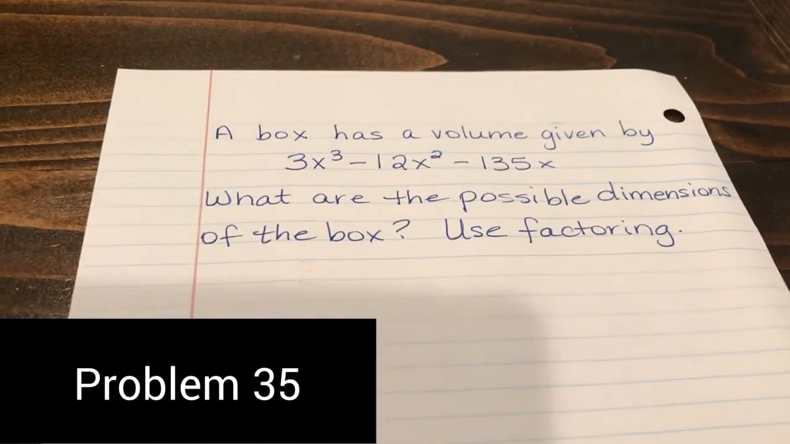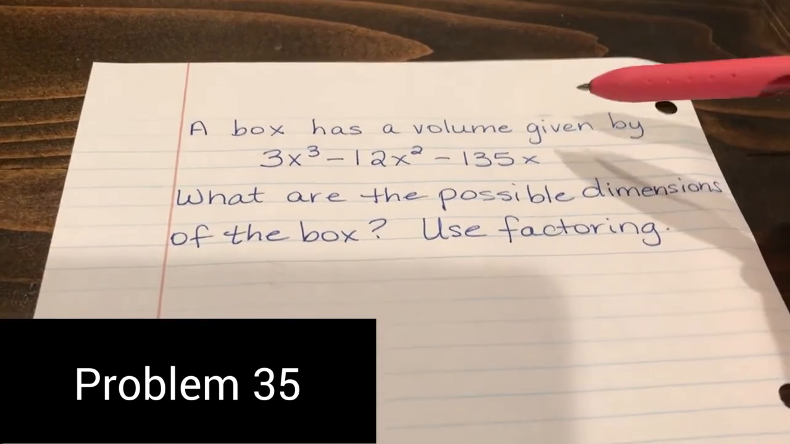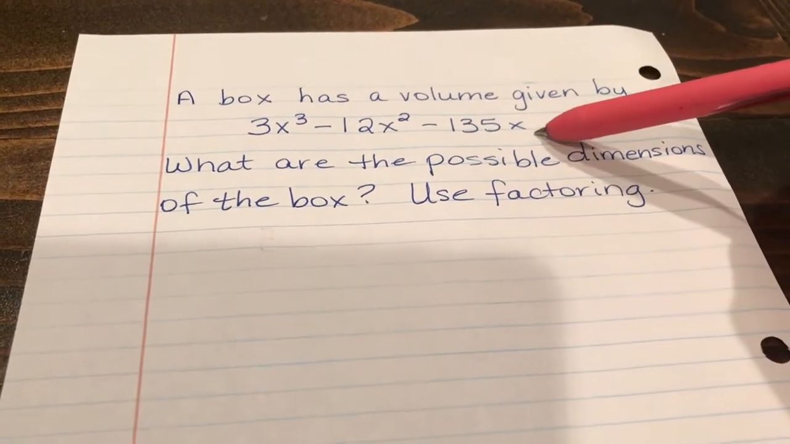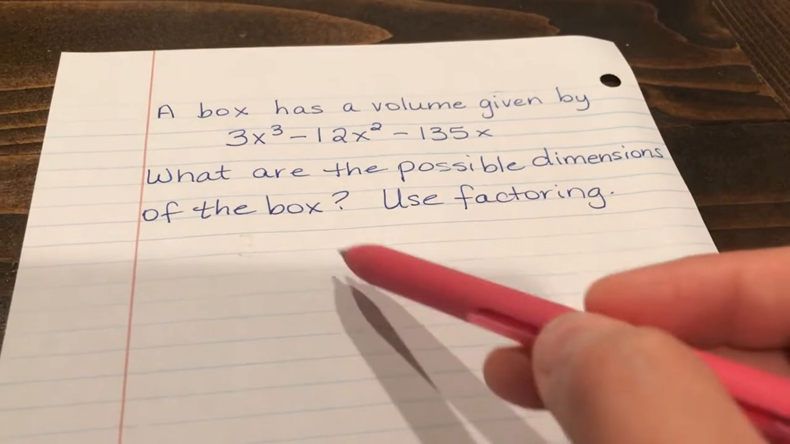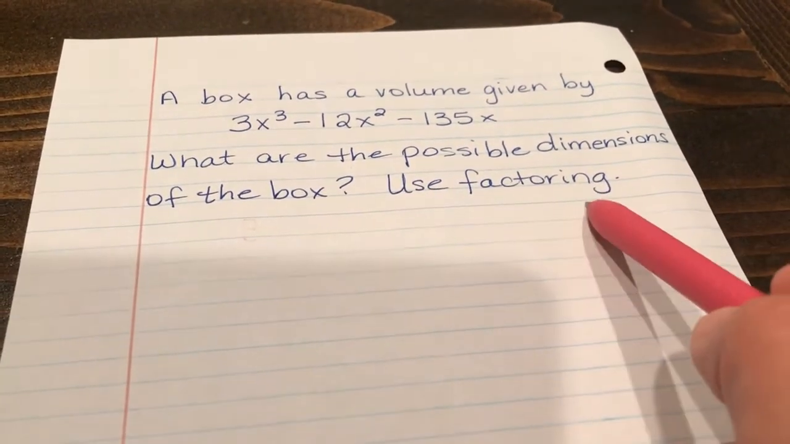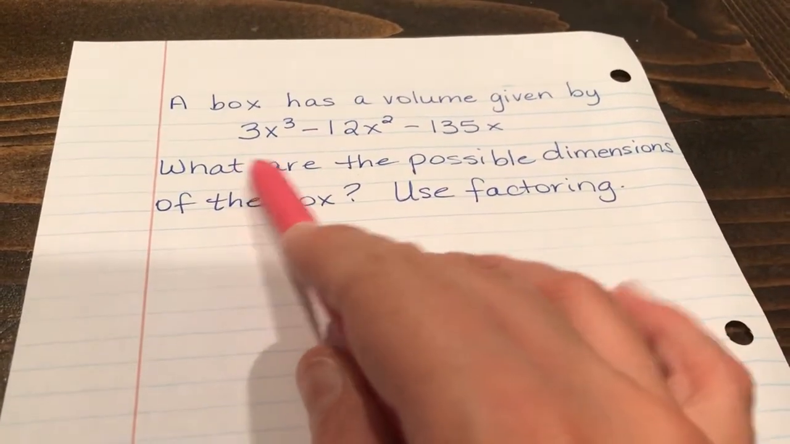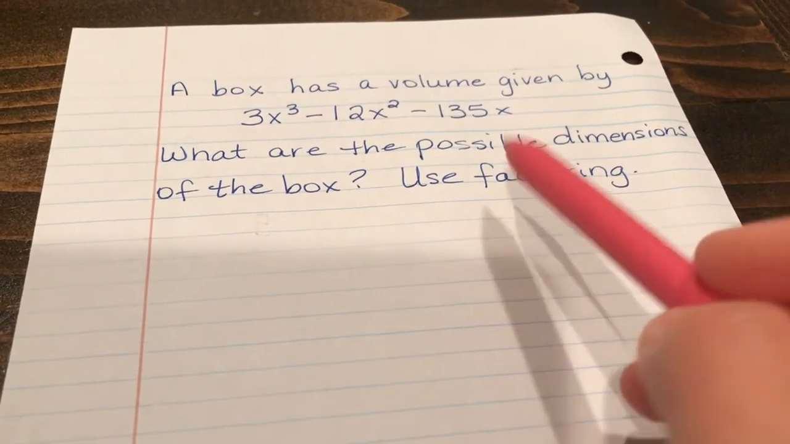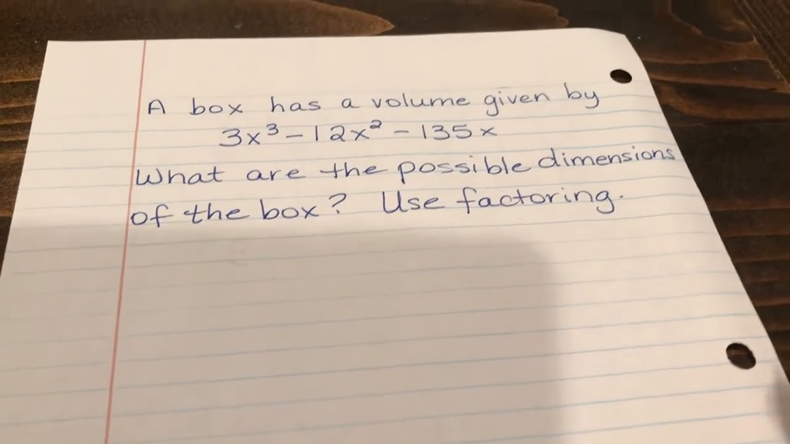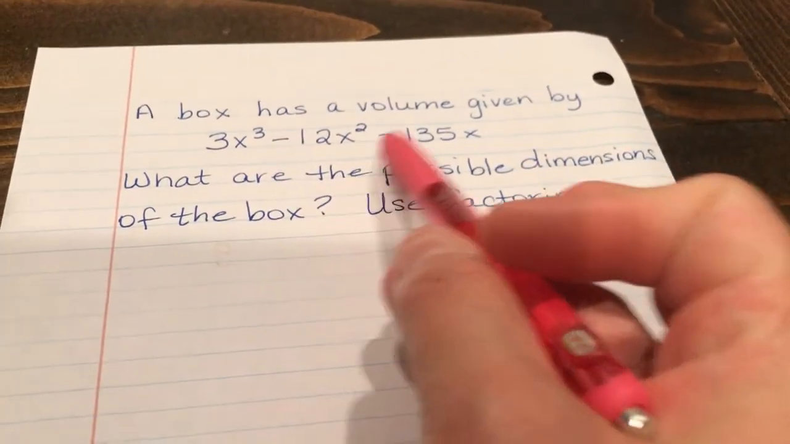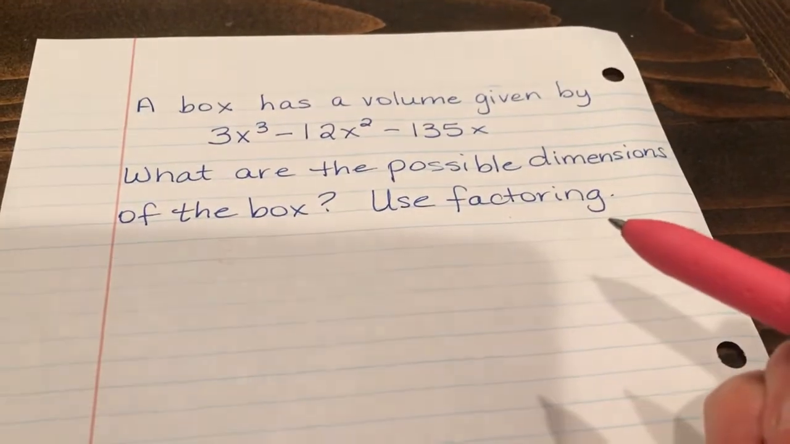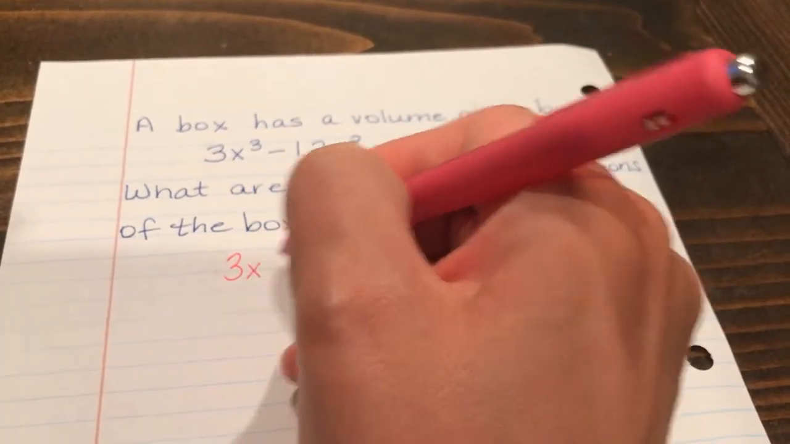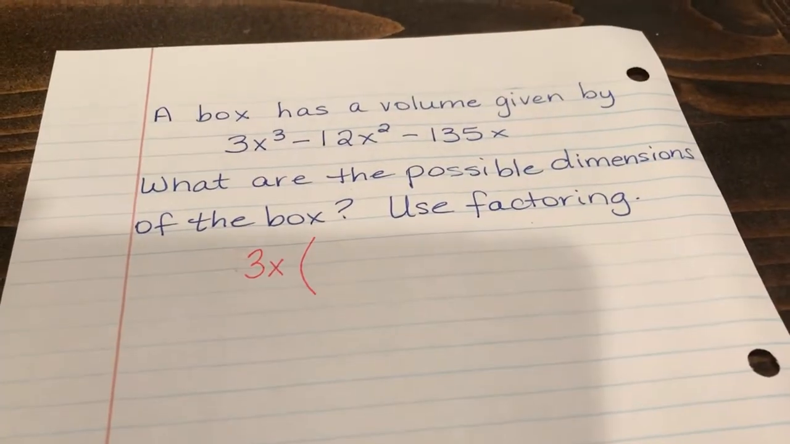Hey friends, want to take a look at this problem. We're told that a box has volume given by 3x cubed minus 12x squared minus 135x. What are the possible dimensions of the box? And we're told to use factoring. So when we look at an expression like this and asked to use factoring, I want you to think of the GCF first. So notice that each of the terms have an x, and each of the terms are also divisible by 3. So we're going to take the 3x, which is our GCF, and we're going to put it in front of a parentheses.